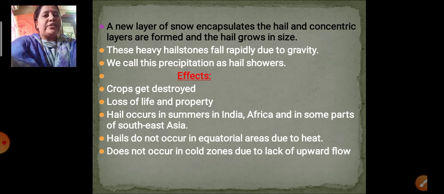What are the effects of hail? Crops get destroyed, and there is loss of life and property. Hail occurs in summers in India, Africa, and in some parts of Southeast Asia. Hail does not occur in equatorial areas due to heat, while it does not occur in cold zones also due to lack of upward flow.